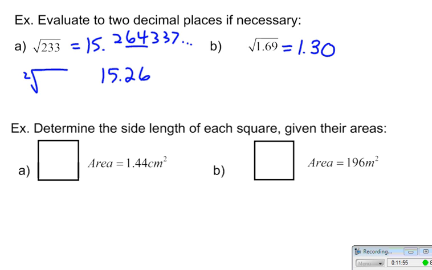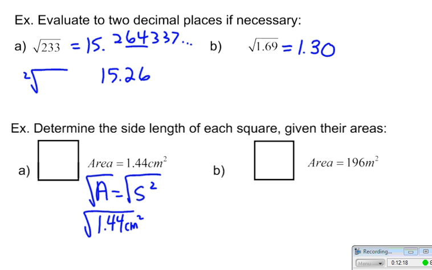The next 2 examples, I've given you the area, and I want you to figure out the side length of a square. So the side length is a number times itself, so that's also the same as finding the square root. So to go from area to a side length, we square root. So the square root of 1.44 centimeters squared should give me the side length, and we get 1.2 centimeters as the side length.